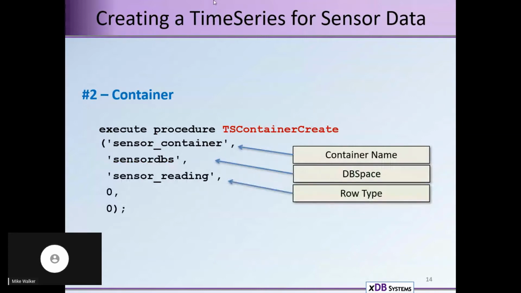Secondly, the container. This specifies where we want to save off that time series data. So we give it a container name, a DB space, and we need to give it the row type here too, so Informix knows how to assign the data inside that container.